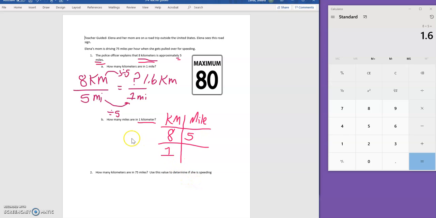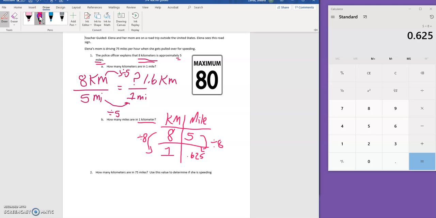Okay, so same process, except looking a little bit differently visually. We want to know what we are doing to 8 to get it to be 1. We should notice that typically when we're finding a unit rate, we're going to be using division. So 8 divided by 8 will give me 1 kilometer. So I will do on my calculator 5 divided by 8, 0.625.